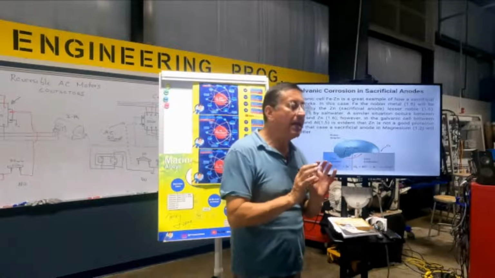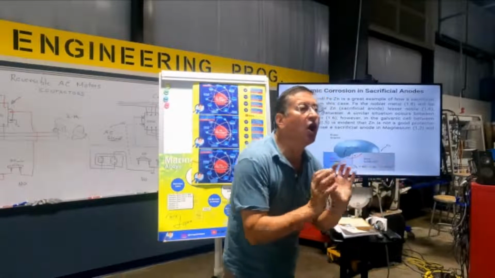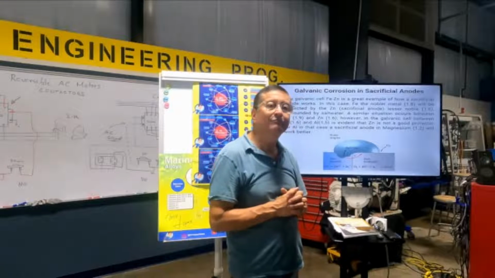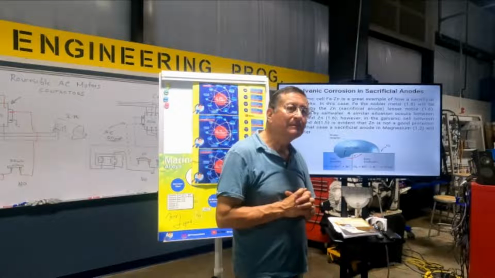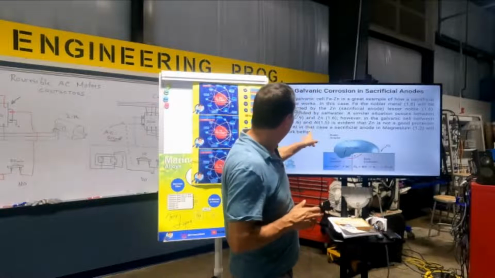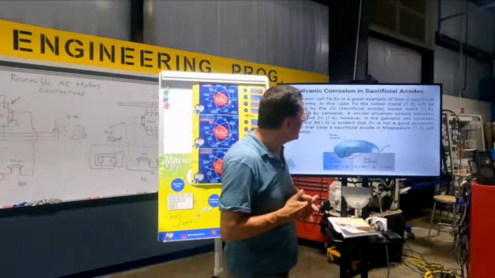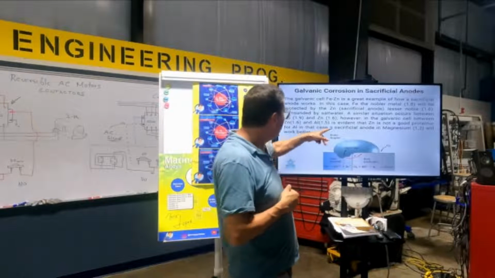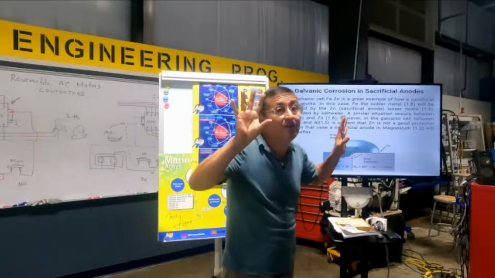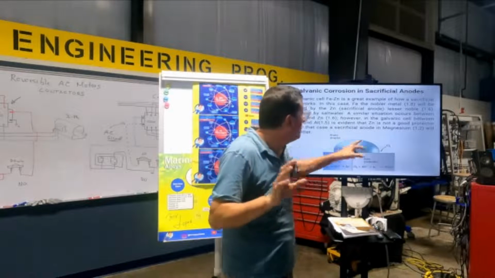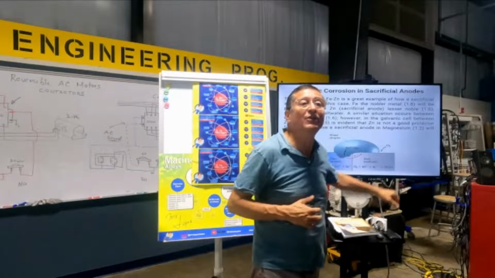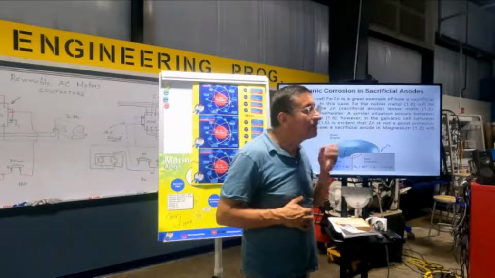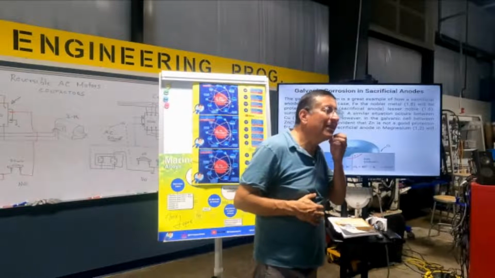Can I protect my aluminum hull with a zinc anode? No. It's doing nothing. It's evident that zinc is not a good protector for aluminum. In that case, other sacrificial anodes will be better, for example magnesium, because magnesium is 1.2. Is the magnesium pure magnesium? It's an alloy.